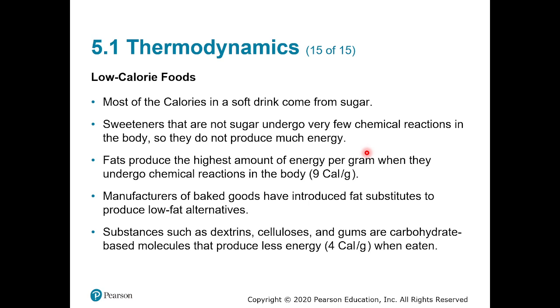Little fact there, right? Okay, so again, your fats are going to produce the highest amounts of energy per gram when they undergo chemical reactions in your body. Manufacturers of baked goods have actually introduced fat substitutes. This has produced low-fat alternatives. Dextrin, cellulose, and gums are carbohydrate-based molecules that produce less energy when eaten. They've become a more popular thing than just artificial sweeteners, because they tend to cause less overall problems. Okay?